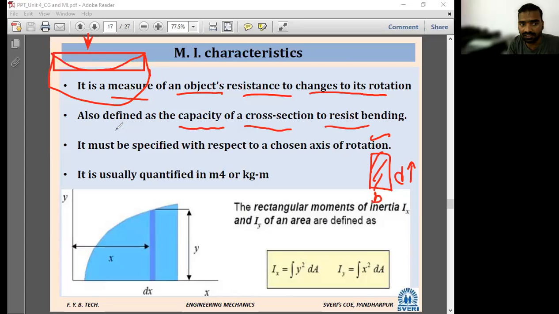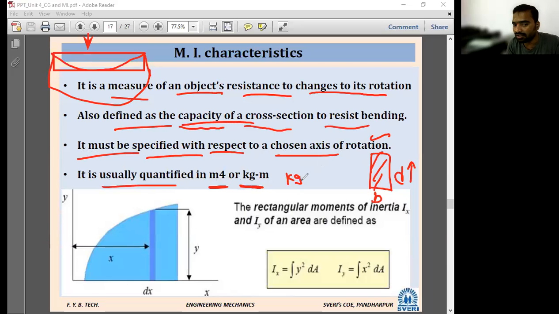It is defined as the capacity of the cross section, and it must be specified with respect to a chosen axis of rotation. It is usually quantified as meter raised to 4, or sometimes kg meter square if you are considering mass into distance. Maximum you have to take meter raised to 4. Is it clear, everyone? Yes, sir. These are some of the characteristics.